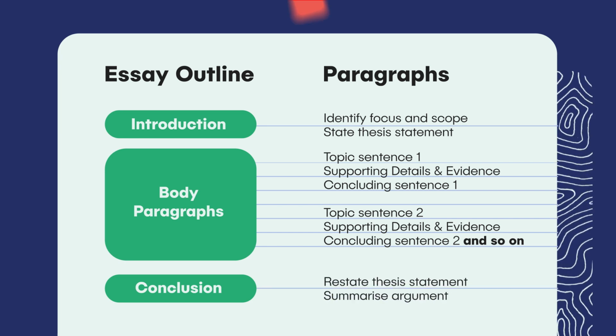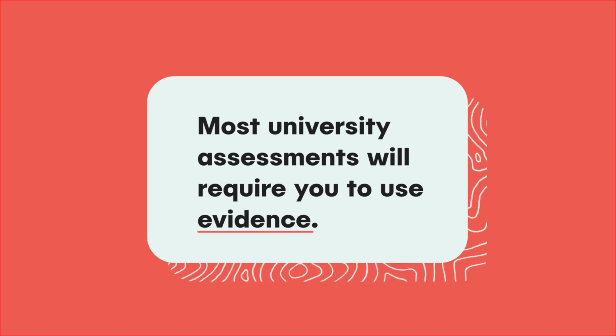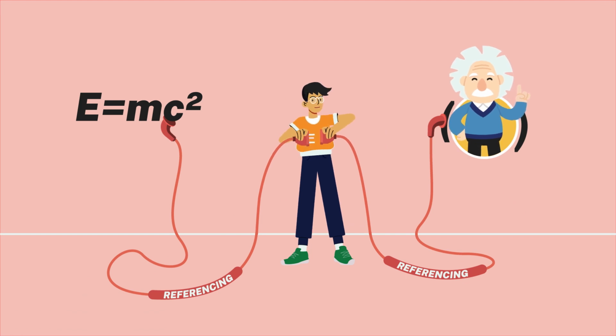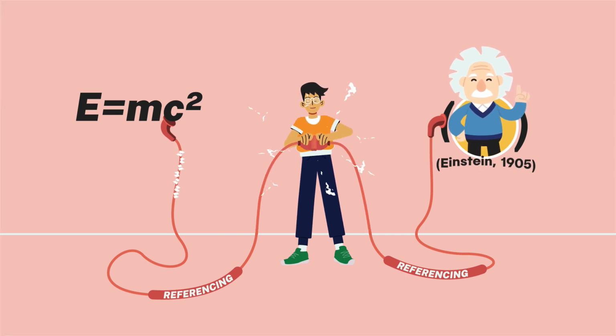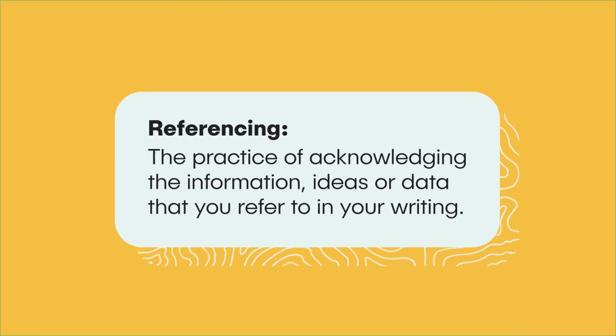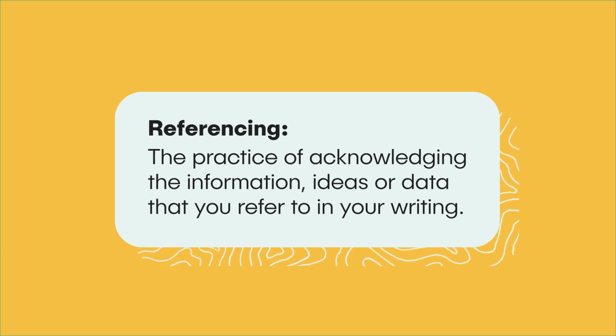a concluding paragraph. Many assessments will ask you to use and critically reflect on evidence to develop arguments and build on the work of others. When writing about ideas or evidence you've read, you'll need to employ an important academic convention called referencing. Referencing acknowledges the source of the materials you use in your writing and ensures honesty and credibility in your writing.